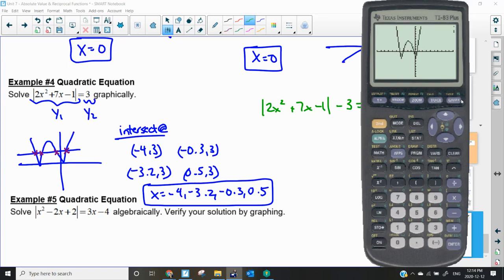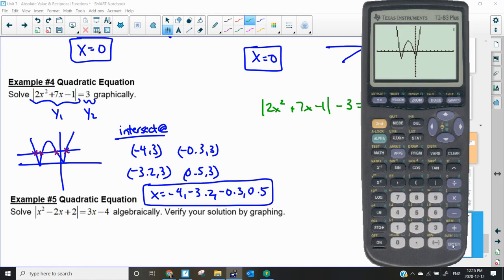Now again, we can do this by checking out our zeros. So we can go second calc 2 for 0, and we can go on the left-hand side, arrow down, enter. We have -4. Then we can go to the next one, second calc 2 for 0, enter.